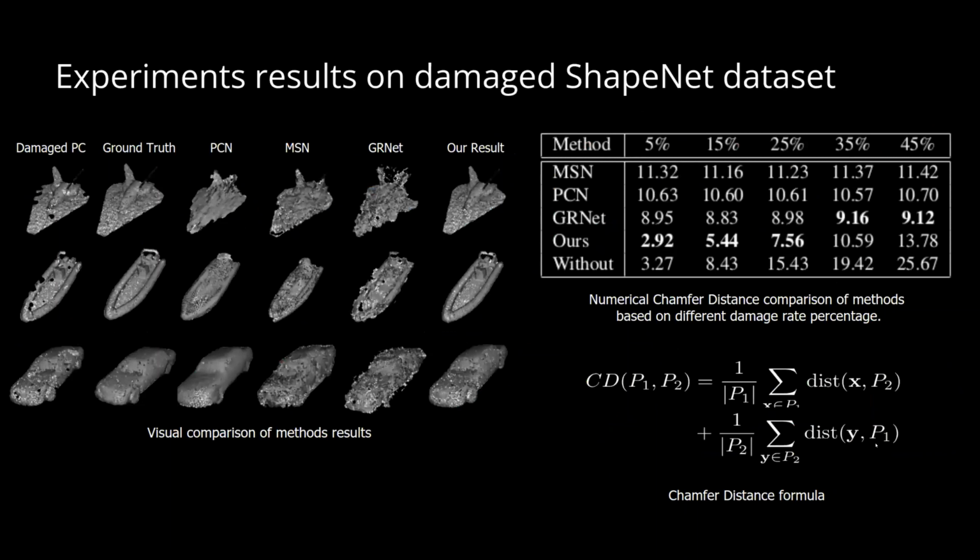Here is a very interesting slide on which you can see the visual results. As you can see, our results are better than the compared SOTA approaches, both visually and numerically. The numeric comparison was done with the chamfer distance, a commonly used metric to compare the similarity between two point clouds. We are better than the SOTA approaches with a moderate damage rate up to 25%, and have comparable results with 35 and 45%.